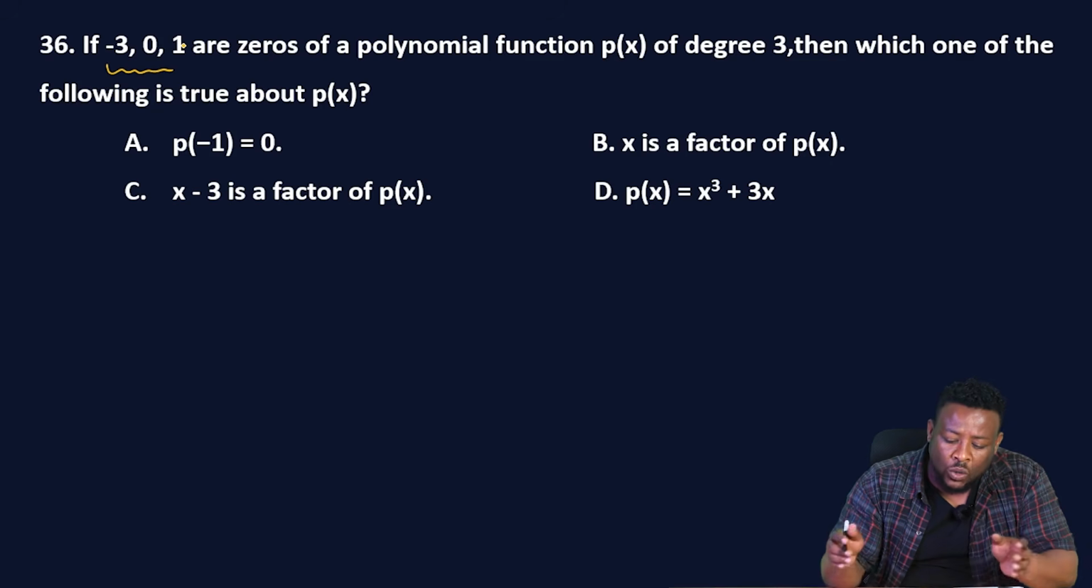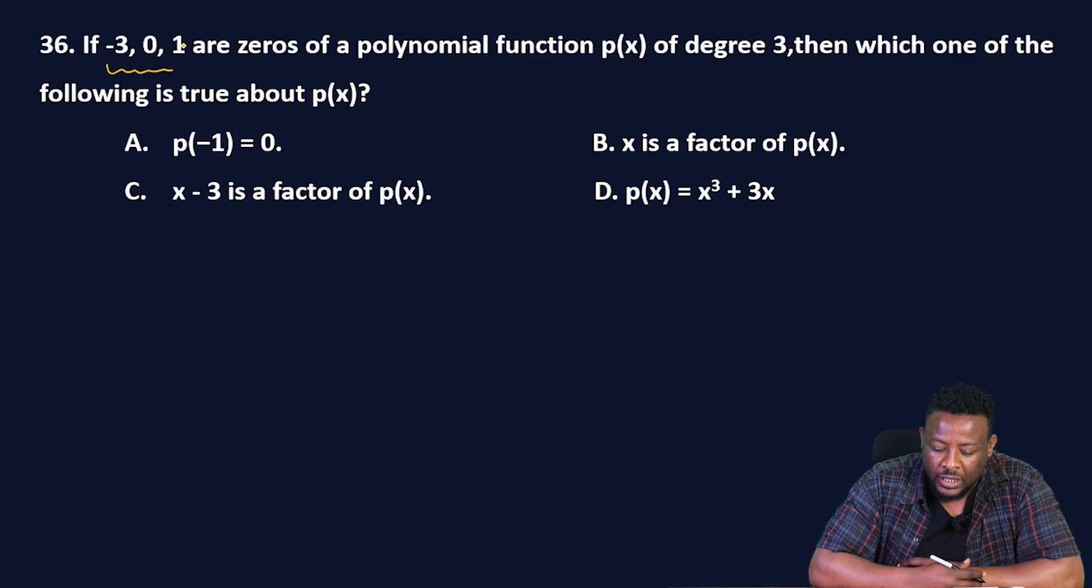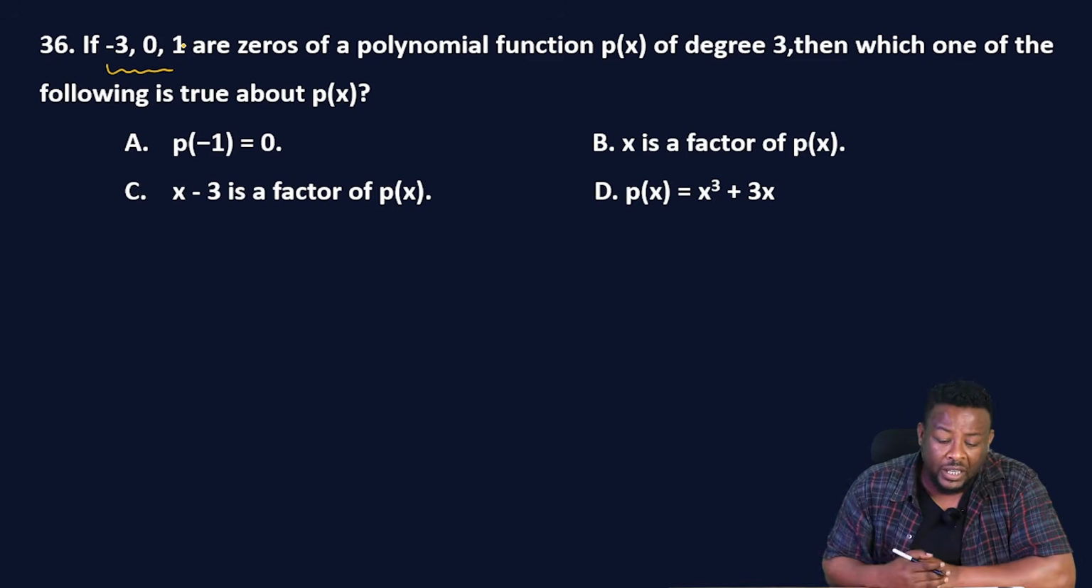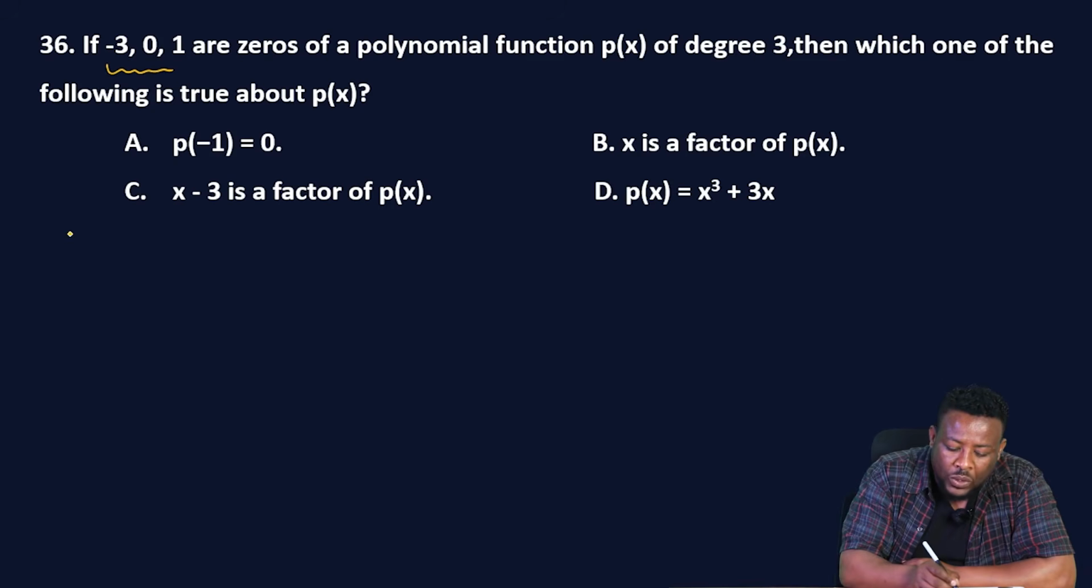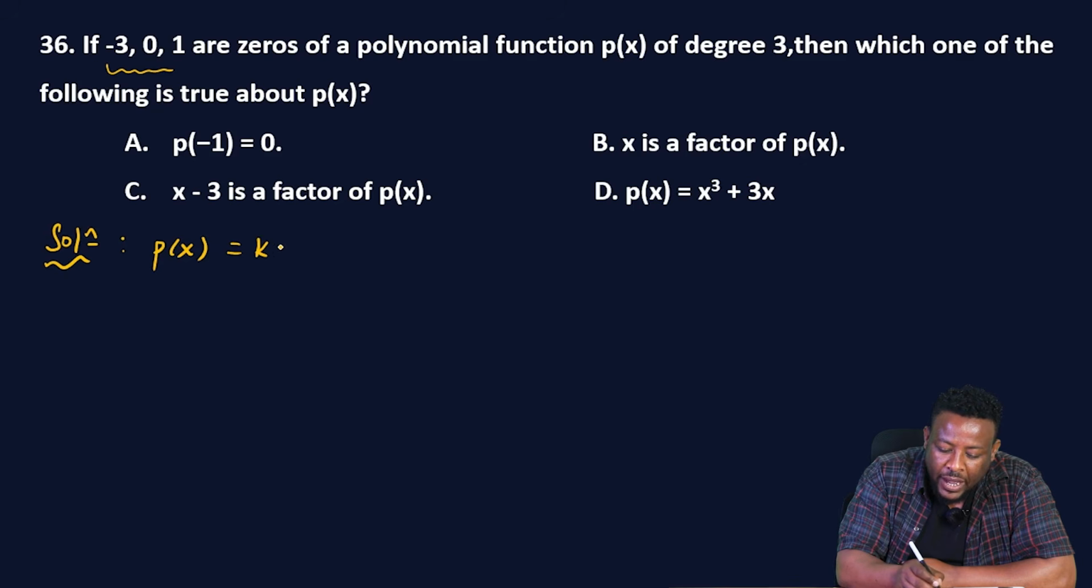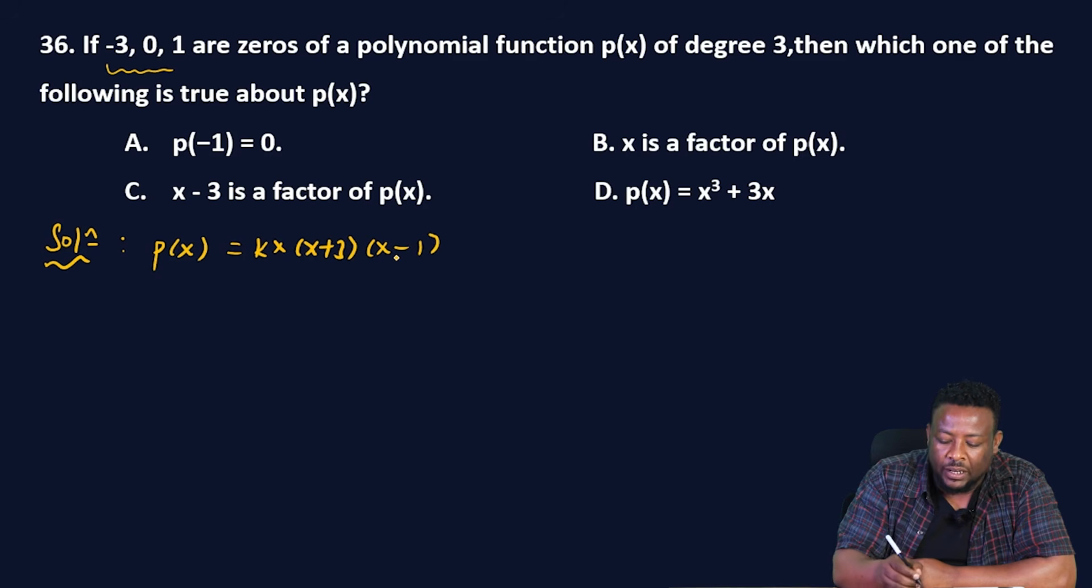Okay, so which one of the following is true about this polynomial የሚል ጥያቄ ነው የምናገኘው። So እውነት የሆነውን statement ለማወቅ we need to write this polynomial in its given form. So we can write the given polynomial in this form. P of x can be written as k times x plus 3 times x minus 1. Okay, ለምንድን ነው እንደዚህ አድርገን መግለጽ ያለብን?